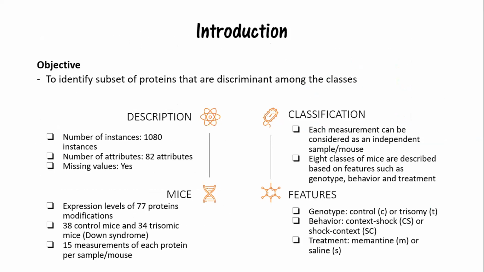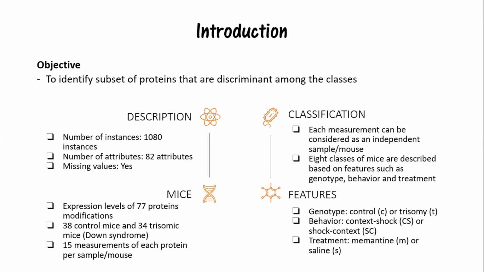This part is the introduction of our assignment. The objective for this project is to identify subsets of proteins that are discriminant among the classes. This dataset contains 1080 instances and 82 attributes, and it also has missing values. It consists of 77 protein modifications, which are our variables, while for samples, we have 72 mice, which consists of 38 control mice and 34 trisomic mice.